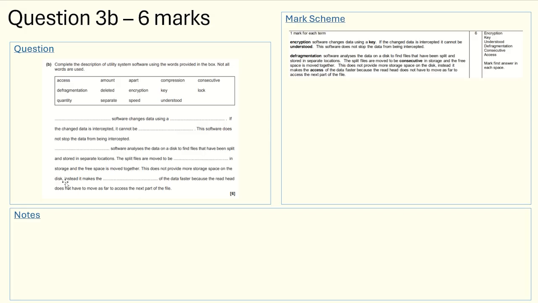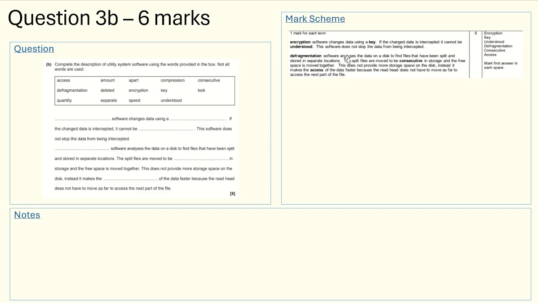So when we download something else later on, we can put it straight into that big bit of free space and it doesn't need to be fragmented. So instead, it makes the access of the data faster because the read head does not have to move as far to access the next part of the file. Okay, so think of this as like a record player with a needle on it, but think about the record or the data being stored in different parts of the record, and the head or the needle needs to move to find those bits of data. If that data is all together, the head doesn't need to move as far to get it. Therefore, the speed of access of the data is faster.